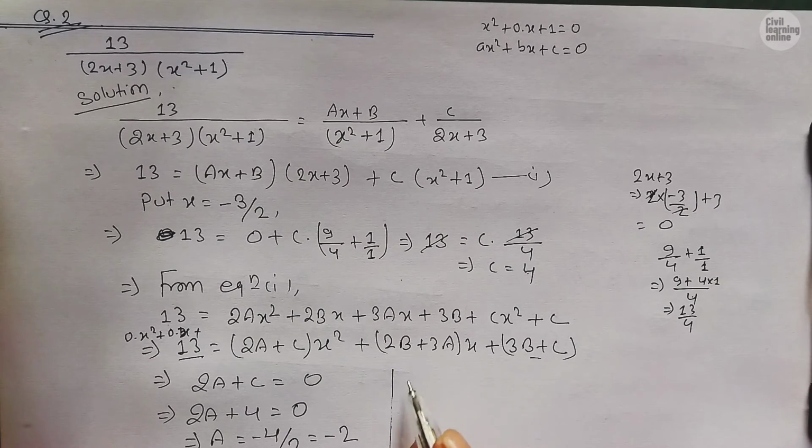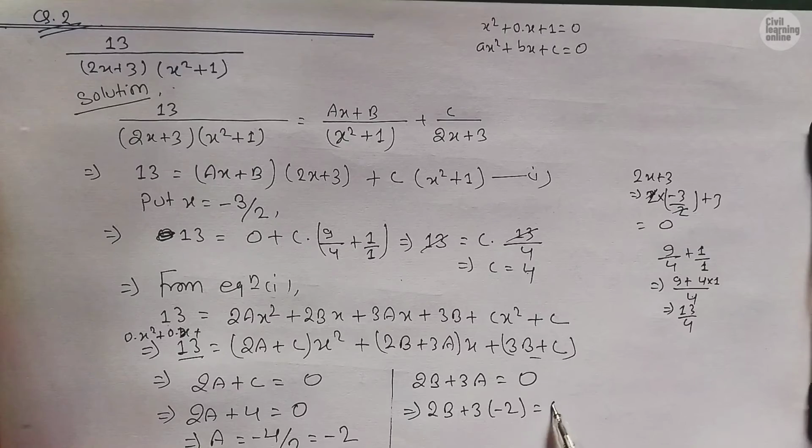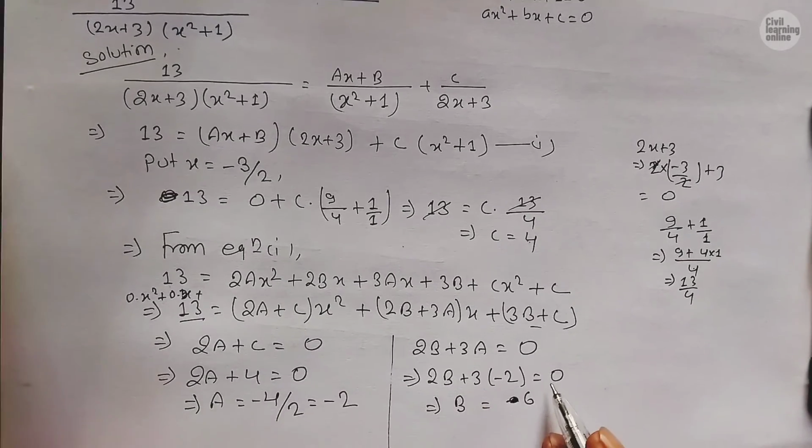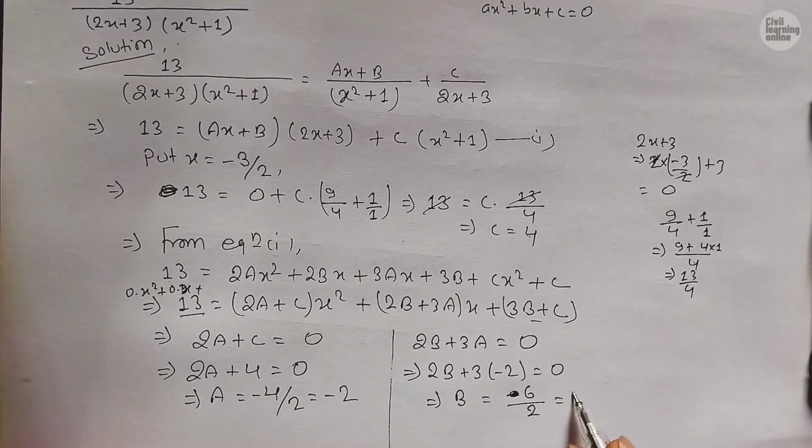So we can use this term, that is 2b plus 3a equals to 0, and we are to calculate the value of b. So 2b plus 3 times minus 2 equals to 0. So we will have b equals to minus 6. Sorry, this minus will get converted to plus on moving on the other side of equal to. So 6 divided by 2 will be 3.